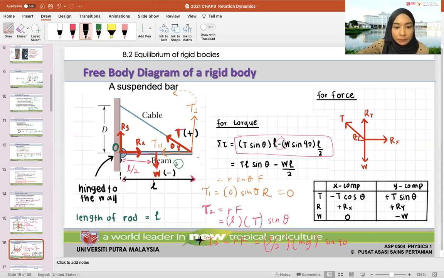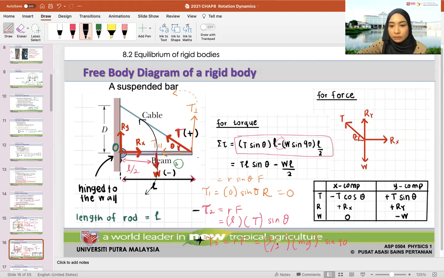What about torque number 2? So this is already perpendicular. So which direction would it rotate? Clockwise or anti-clockwise? Rotating the beam. This way or this way? Clockwise, right? Clockwise. So it's going to be negative. And for the reaction force, it's 0, so we don't really care.